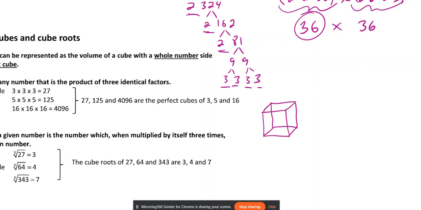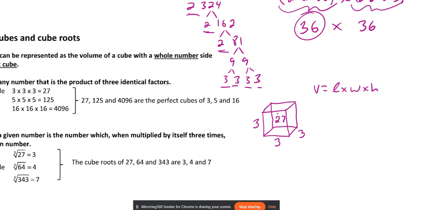Remember volume. Volume is equal to length times width times height. And if we're dealing with a cube, then the length, the width, and the height are all the same thing, right? So if this was, let's say, 3 by 3 by 3, what would the volume of this be? 27, right? 3 times 3 times 3 will give you 27. So we'd say 27 is a perfect cube.